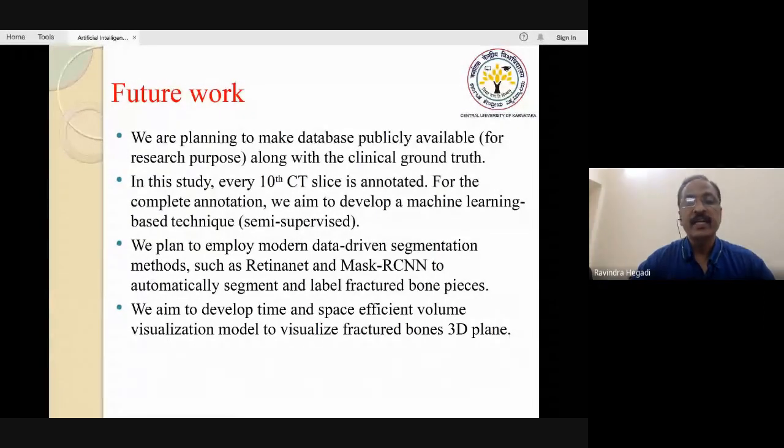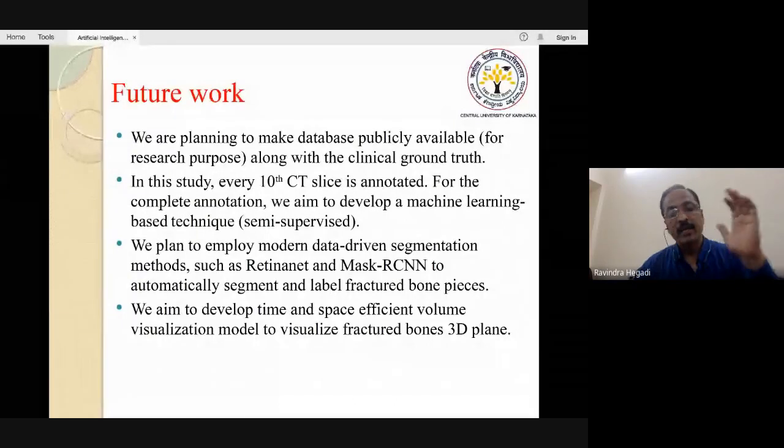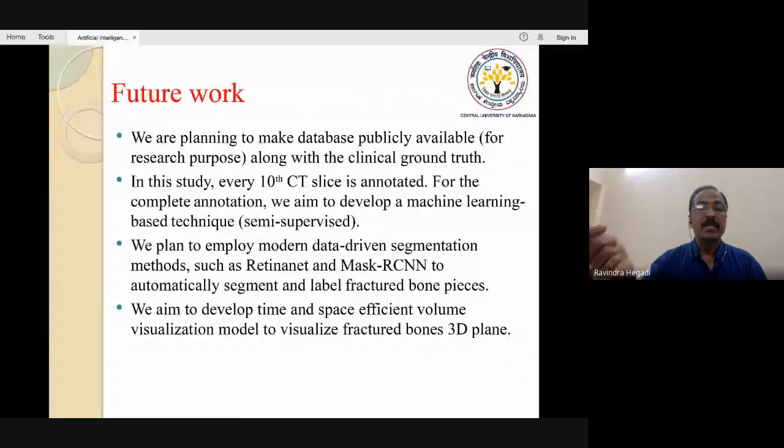In this study, every 10th CT slice is annotated. What we have done is annotate every 10th slice, and for the fractured part, every slice. Then we plan to employ modern data-driven segmentation methods in future, such as RetinaNet and Mask R-CNN. We want to use neural network techniques to automatically segment the rest of the bone parts. We have taken only 1 in 10 slices; for the remaining 9 slices also we want to use an automatic method for annotation.